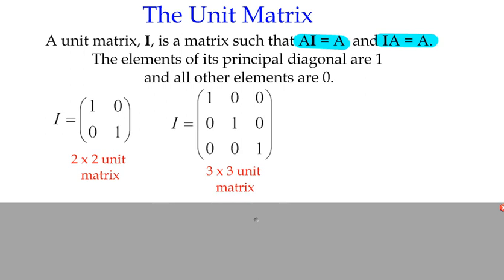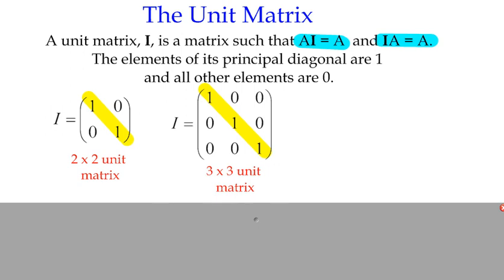Now, what does it look like? Well, you can see here that a unit matrix is a square matrix, and the properties of it are that the principal diagonal, which is the one that goes from top left to bottom right, all contain 1, and all other elements are 0. So a 2 by 2 unit matrix has 2 1s and 2 0s, and a 3 by 3 matrix has 3 1s and 6 0s.